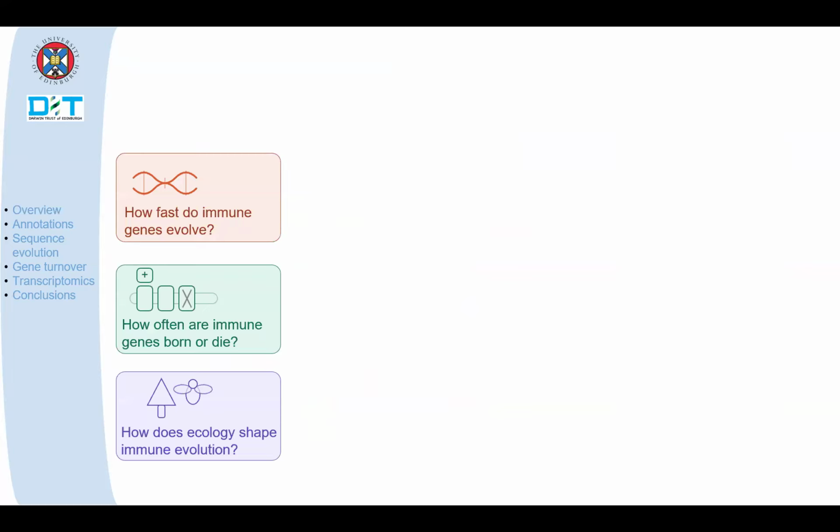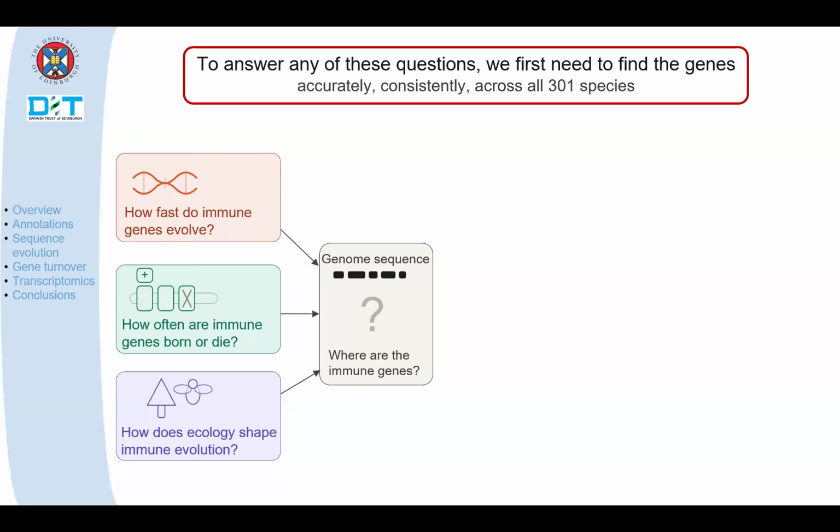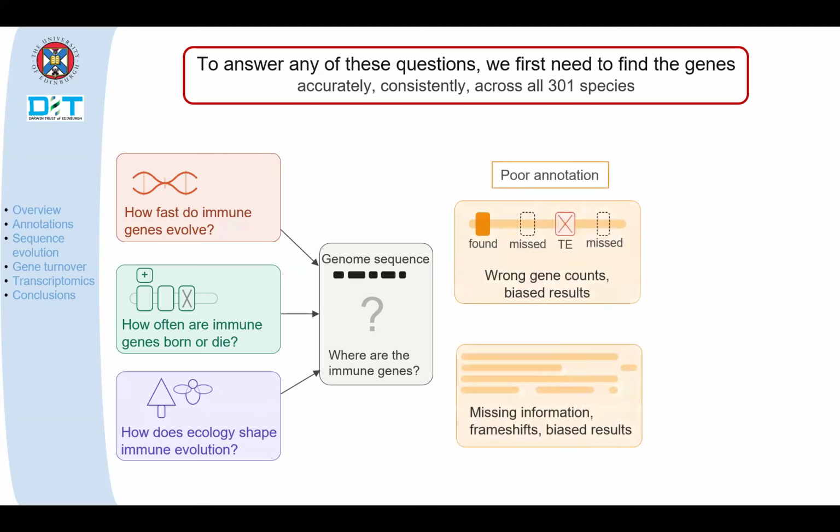So now to answer any of these questions, we first need to find the genes in the genomes to compare between the species. So it is necessary to accurately and consistently identify genes across 300 genomes that have varying levels of genome completeness and assembly quality. Because with poor annotation, we will get wrong gene counts and missing information if we compare the sequences. So we'll have biased results.